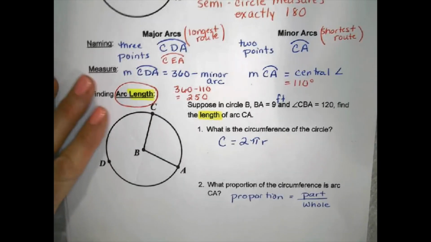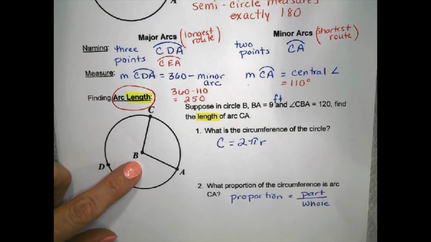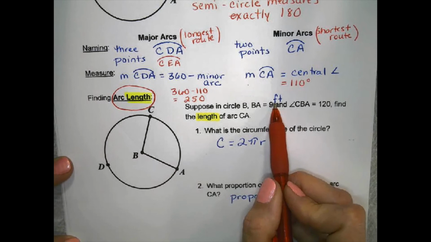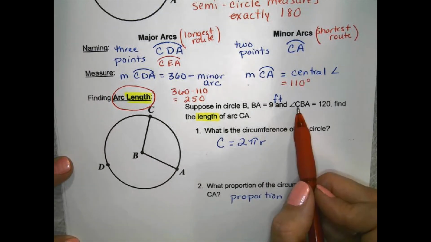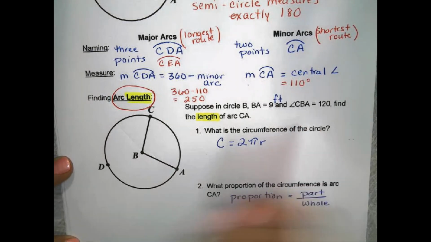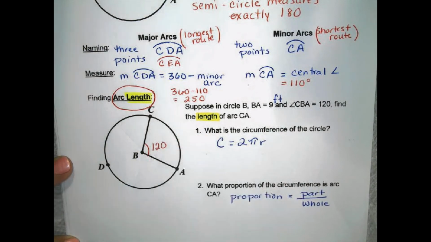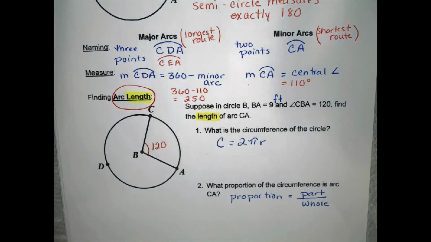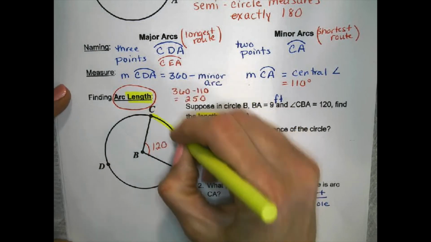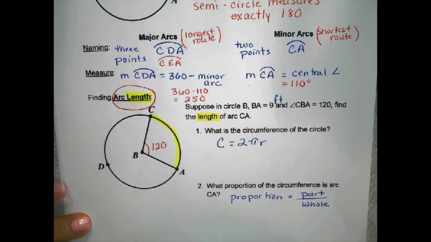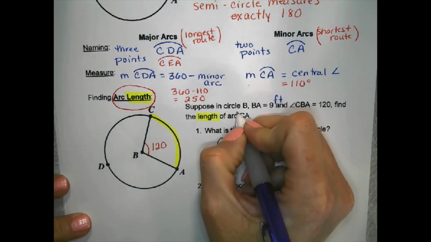Suppose in this circle B, I know that BA, which is a radius, is 9 feet. And please add feet here. And I also know that the measure of angle CBA here is 120. Find the length of arc CA. Since I've used only 2 letters to name it, I know I'm talking about the minor arc, the smaller arc, and I have to have a little curve over there. You'll have to add that in because it's not possible in Microsoft Word.